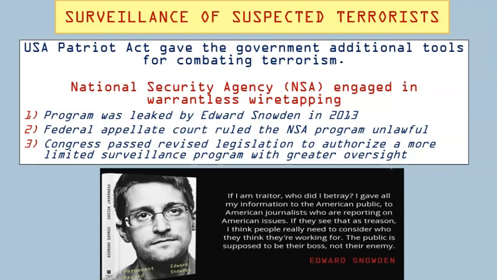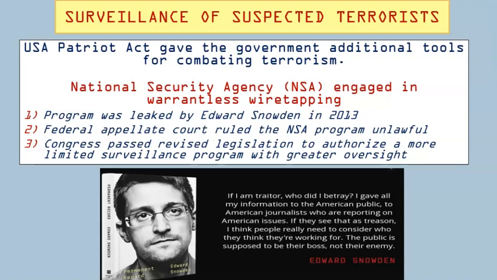All right. So they also allow surveillance of suspected terrorists. The problem with that is you have Edward Snowden, who worked for the NSA, who came out and said, you know, they're doing other things as well. They're not just looking at terrorists. So he advised that the NSA was engaged in warrantless wiretapping, and that was in 2013.